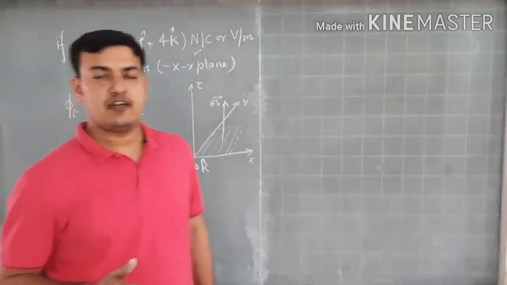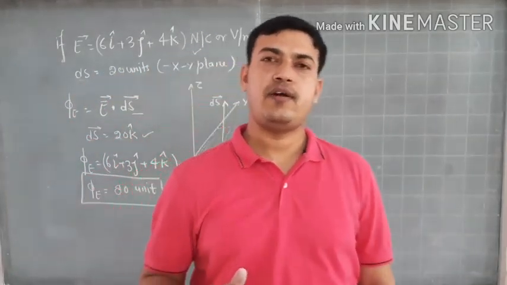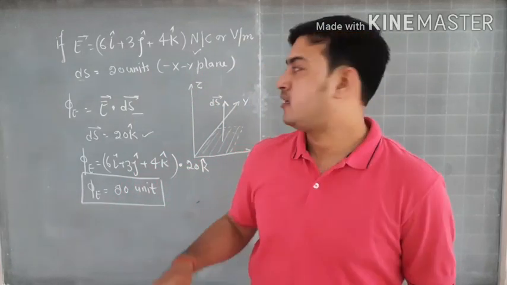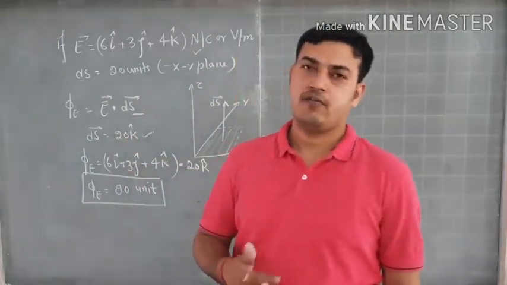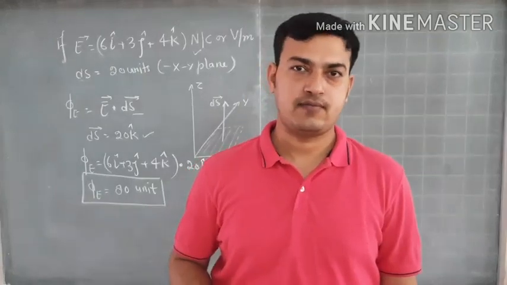So whenever such kinds of problems are given, just try to find out the area vector and use this formula to find out the flux associated with that surface.